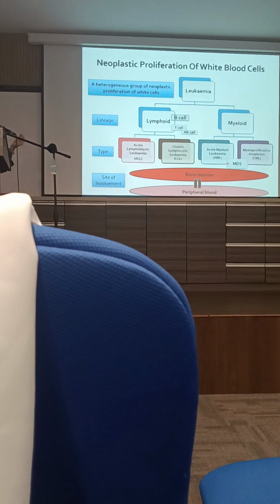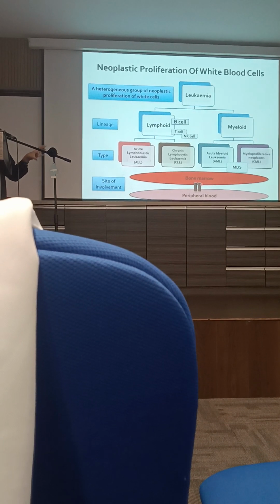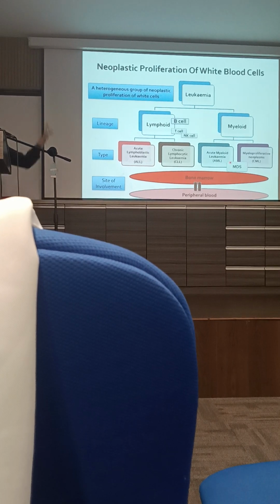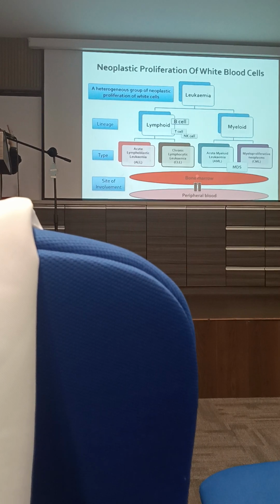The site of involvement for all of these is basically the bone marrow. It's a neoplasm, a malignancy, so it takes over that tissue, that organ, equivalent to solid organs. It takes over the bone marrow and spills into the peripheral blood. You can see how this neoplasm gets into the blood, hence it becomes a hematological disease.